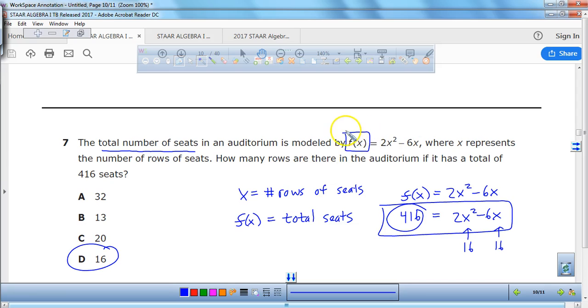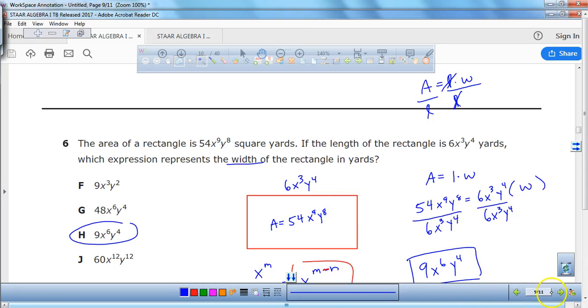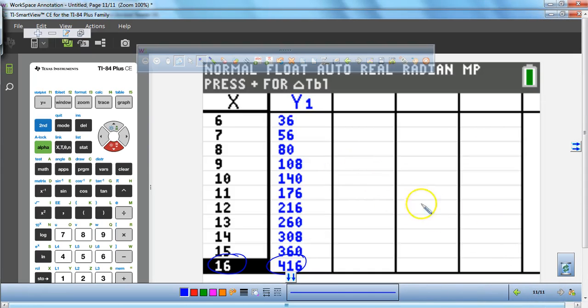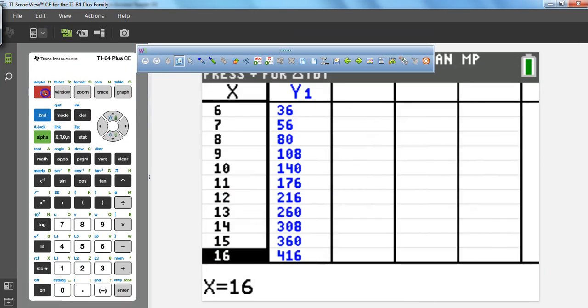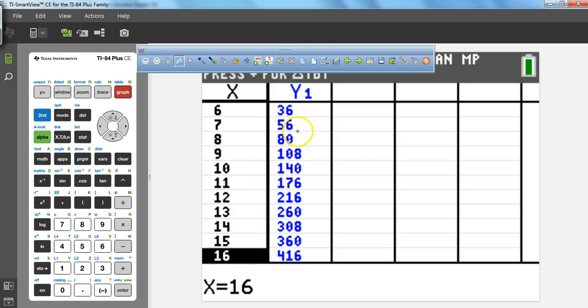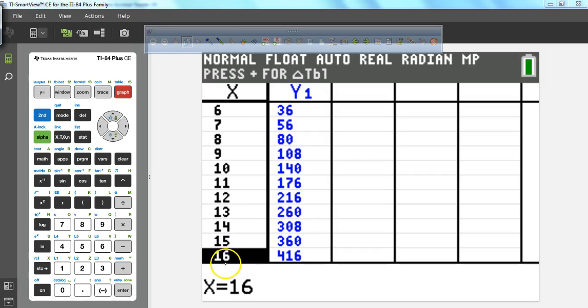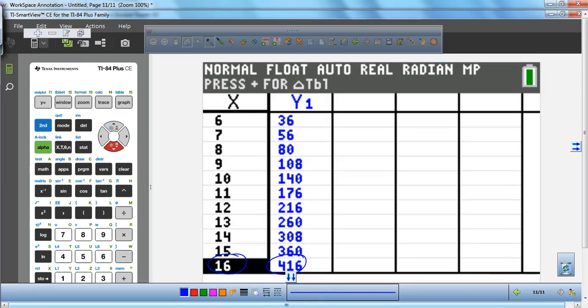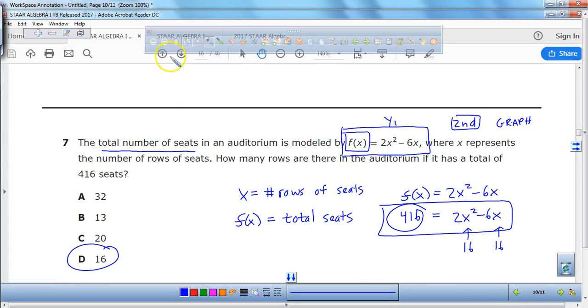Now, you have access to a graphing calculator. So sometimes all you got to do is take this, plug it into y1, and then hit second and graph, which brings you to your table. Let's do it one more time. At y equals, I type in the function, then I hit second and graph, and then I find my number, which is 16. And that's your final answer.